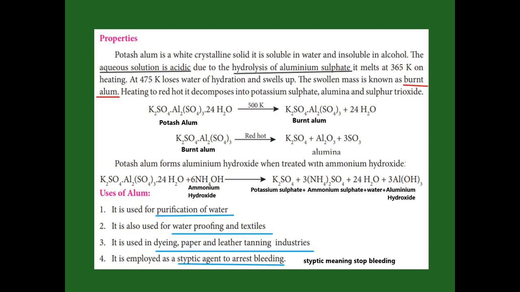Now, when potash alum reacts with ammonium hydroxide, formula NH4OH, it gives potassium sulfate, ammonium sulfate and 24 moles of water along with aluminum hydroxide.